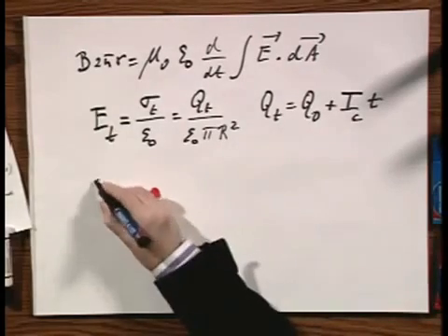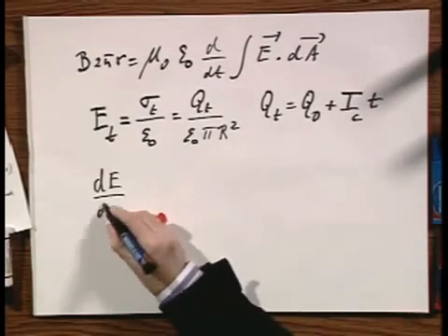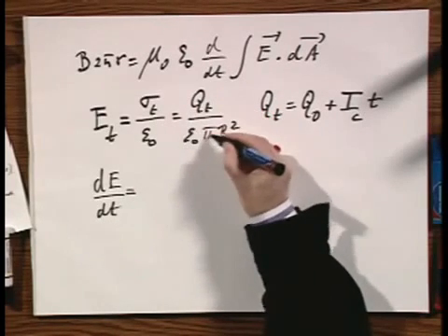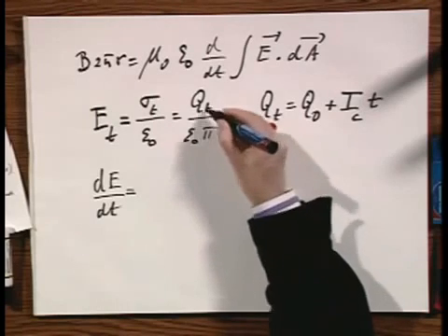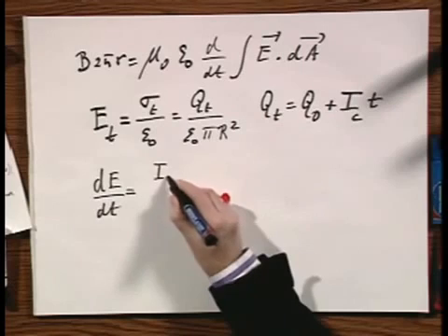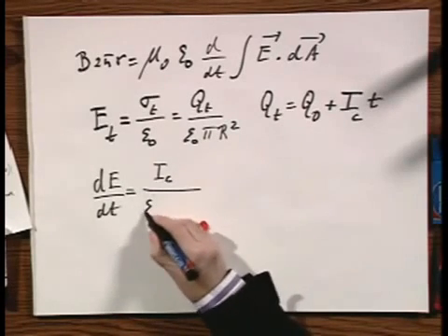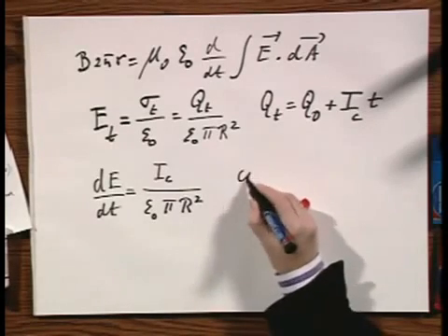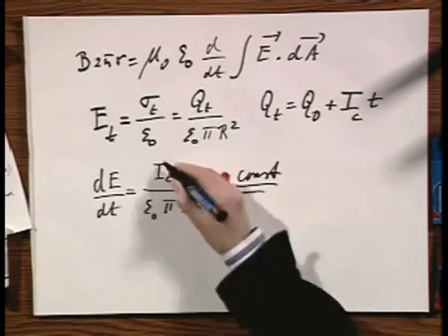And therefore, dE/dt equals dQ/dt divided by epsilon 0 pi r squared. But dQ/dt itself is the conduction current. So this is the conduction current divided by epsilon 0 times pi r squared. And it is constant here because IC, the conduction current, is not changing. Later today we'll see a problem whereby the conduction current is changing. Here it's not. It's constant.